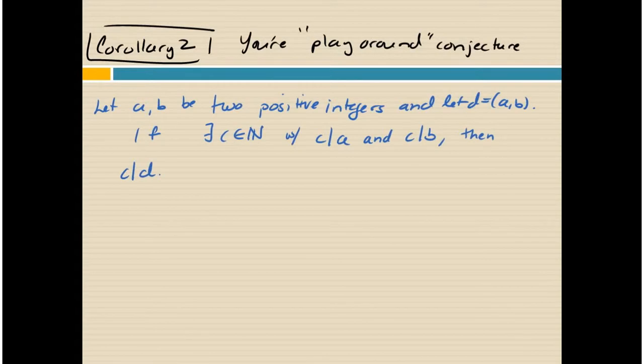I wanted to prove the conjecture. I gave you this to play around with, and I even told you it was false to get you to play around with it more and doubt it. But I wanted to prove this for you. It indeed is true that if D is the greatest common divisor of A and B, and if C is any other common divisor, then C must divide D.